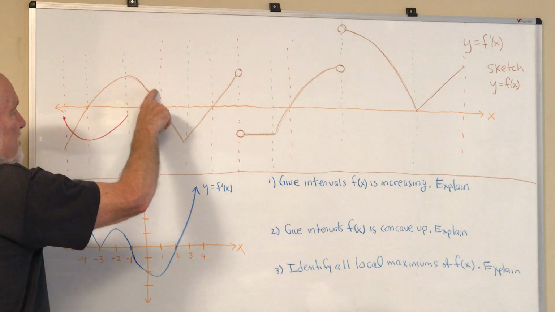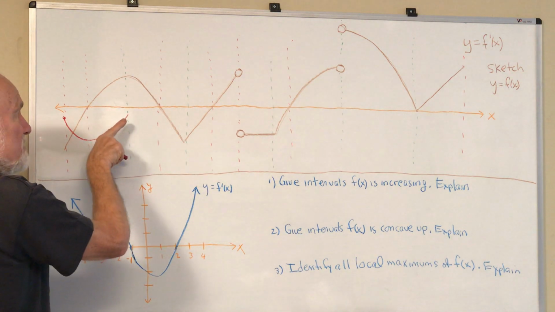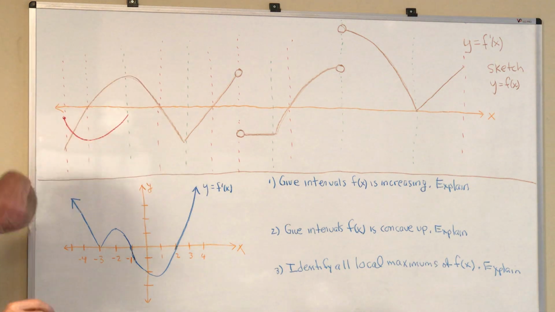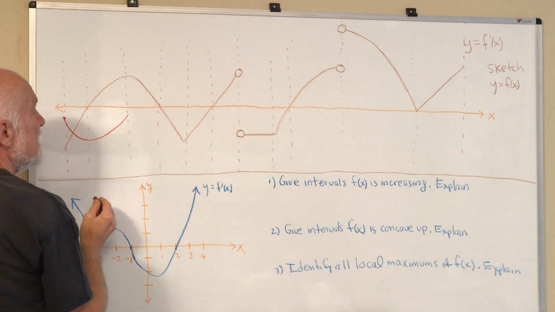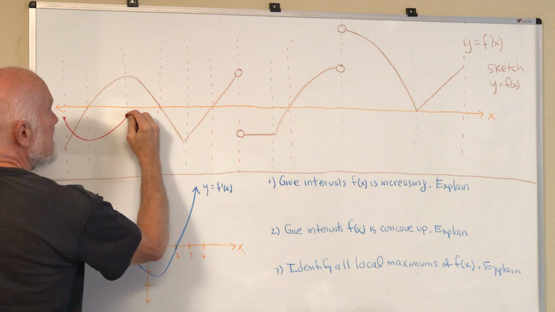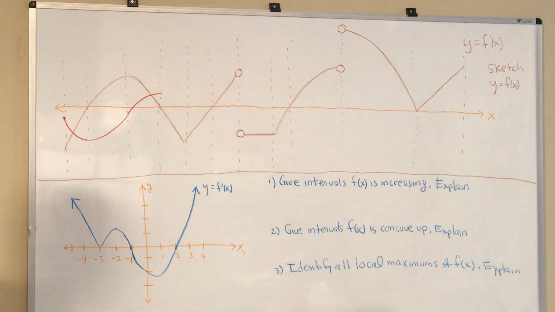The derivative values in this section are still positive, so I'm still going to be increasing with my function, but now the derivative is decreasing. So I have to go concave down, and guess what? By the time I get to here, the derivative has to be 0. So I have to flatten right out at that point.